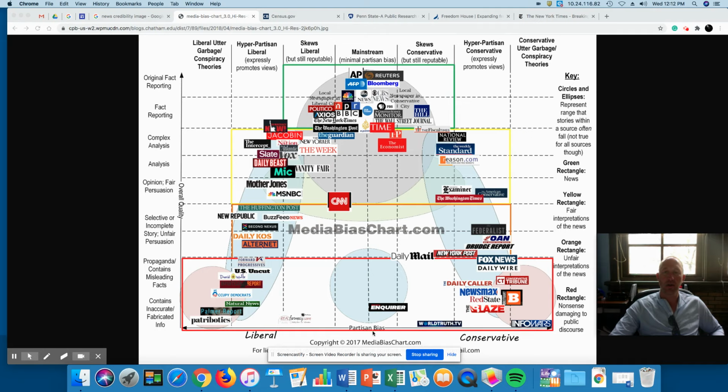All right? So as a scholar going through your life, try to stick to those organizations up here in the green and yellow boxes. All right? Now, the other thing I'm going to talk about is the suffixes to websites. There's a ton of them, but the four main ones are .gov, .edu, .org, and .com. So let's just go through them.